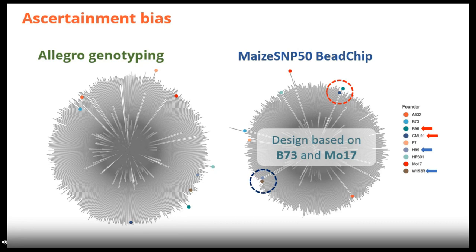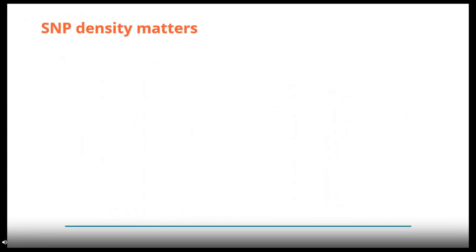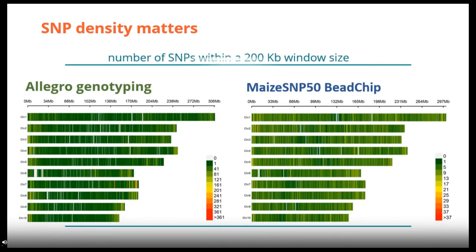SNP density matters, yes. Even if we got many more markers when we compare Allegro versus the BeadChip, we should also be careful and look at the distribution of our SNPs along each chromosome. Comparing the two datasets here in the picture, and looking at the average SNP density in a window of 200 kilobases, we can observe a much more favorable situation with the Allegro genotyping and a much higher density of SNPs. This would help us a lot in the downstream analysis, especially in the attempt of reconstructing the genomes of our recombinant inbred lines to perform QTL mapping.